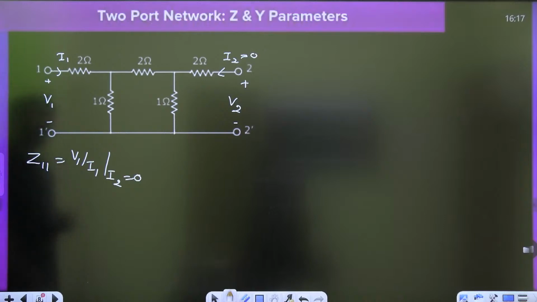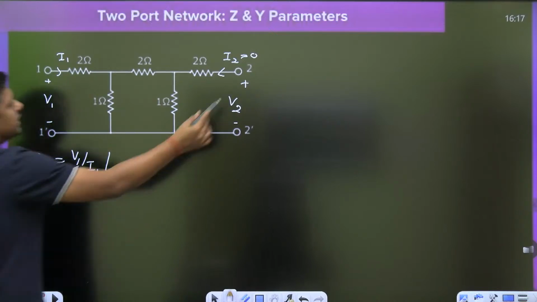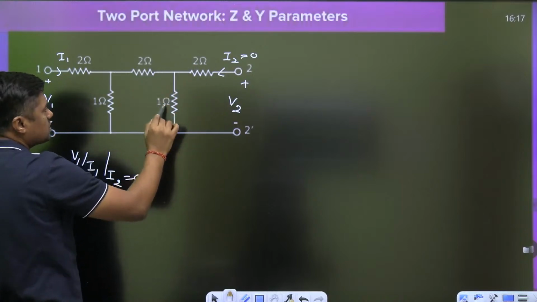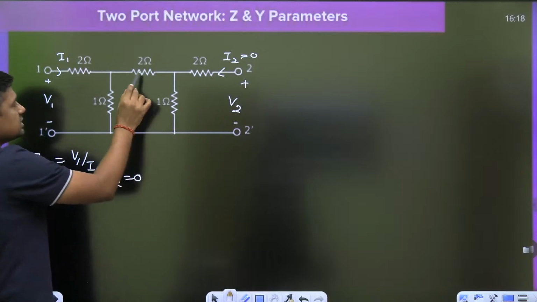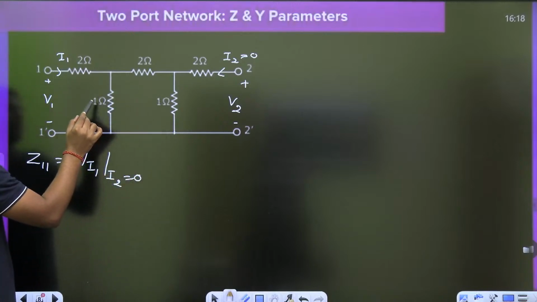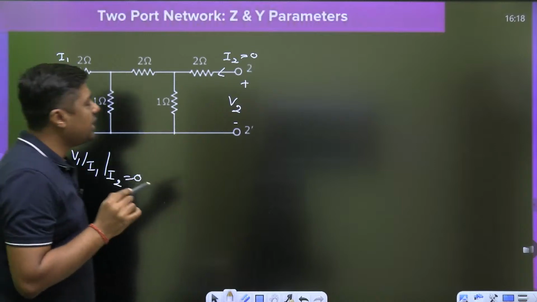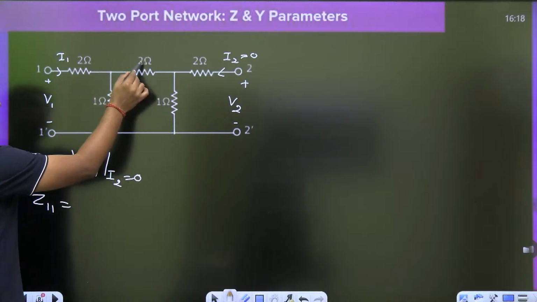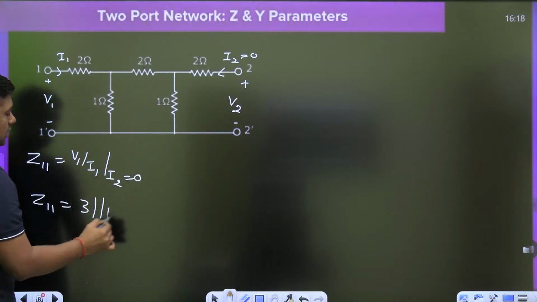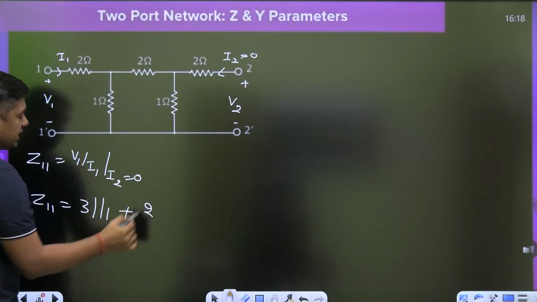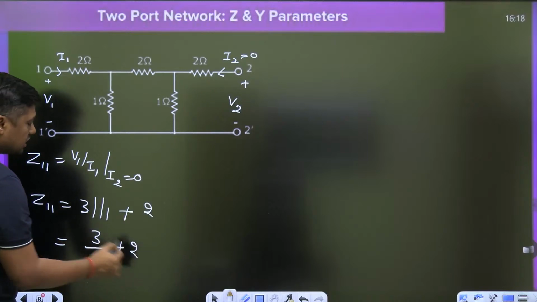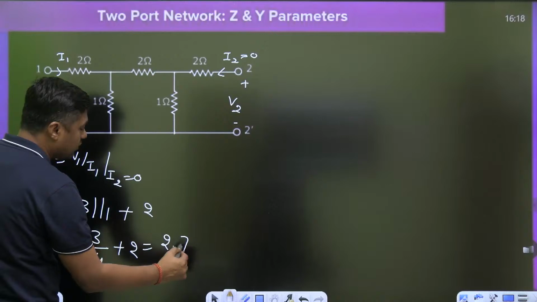Now how can we find V1 by I1? Because I2 is 0, there is no current from this end. So what is the drop across the 2 ohm? 0. 2 plus 1, this is 3. This 3 is in parallel with 1 and then it is in series with 2. So directly you can find this 3 parallel with 1 plus this 2. So we are just finding the equivalent Z. What is the parallel combination of 3 and 1? 3 by 4, plus 2. What is 3 by 4? 0.75. So the answer is 2.75 ohm.